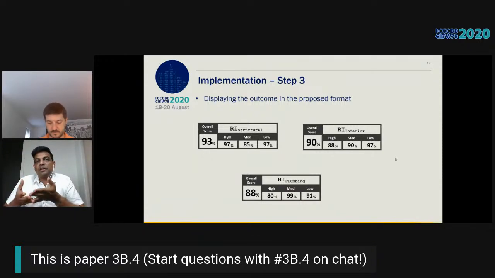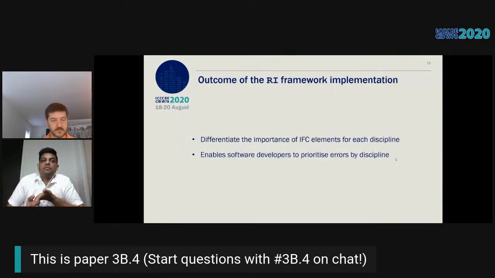Likewise, a plumbing contractor will understand that even though the medium importance elements are showing high accuracy, the elements related to plumbing are not exchanged accurately. That means just 80%. And this plumbing contractor can decide whether to go ahead with the data exchange, wait for an update from the software vendor, or look for another tool altogether because this one is not doing it well.